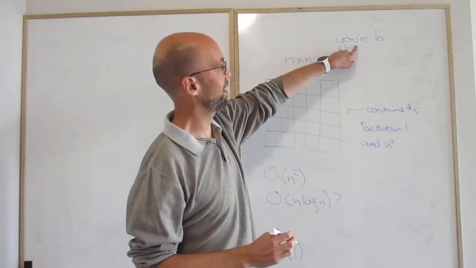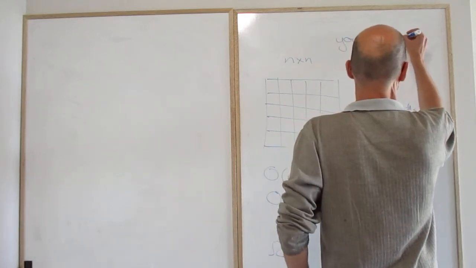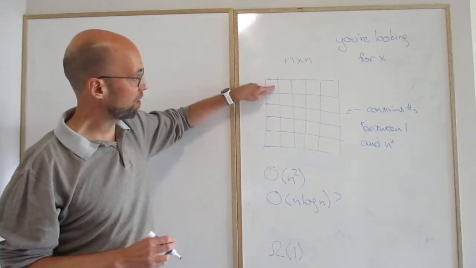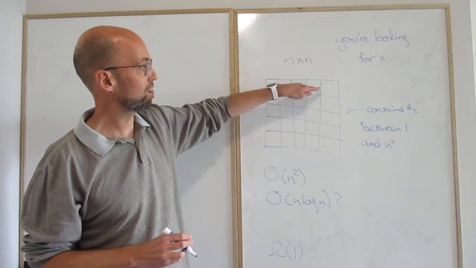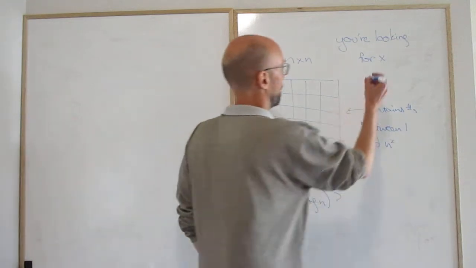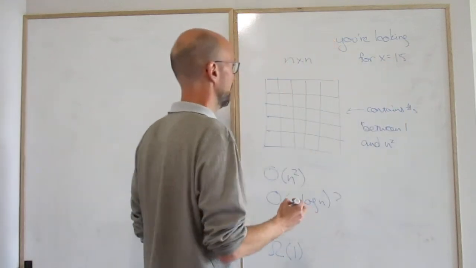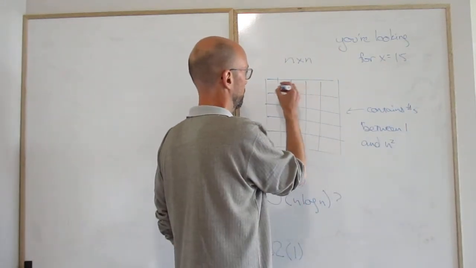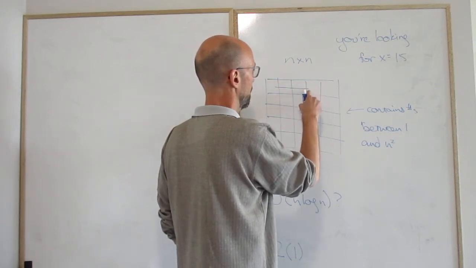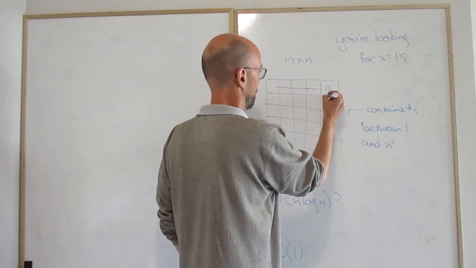I'm so tempted to write that as just r with no apostrophe, but okay. So what you can do is start here and walk along until you get to something that's greater than x. Let's say you're looking for x equals 15. Suppose that here this is 13, and then you get to 16, and you're like, oh, okay.